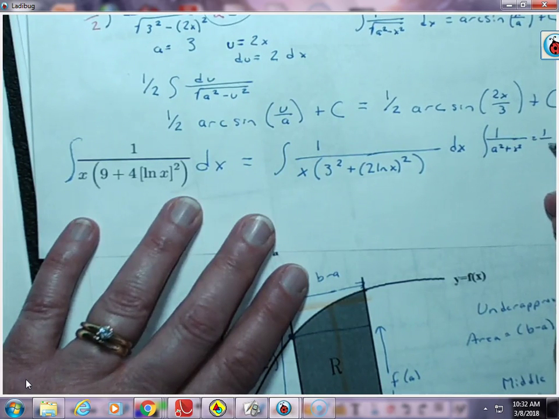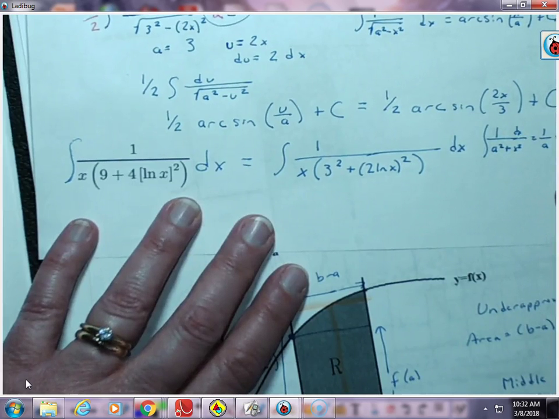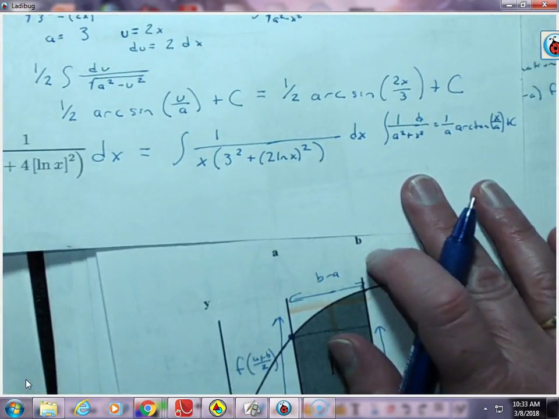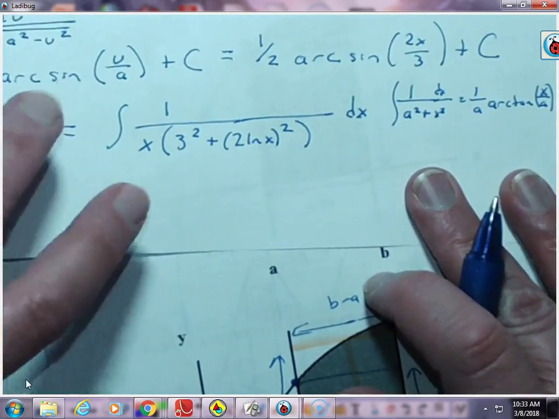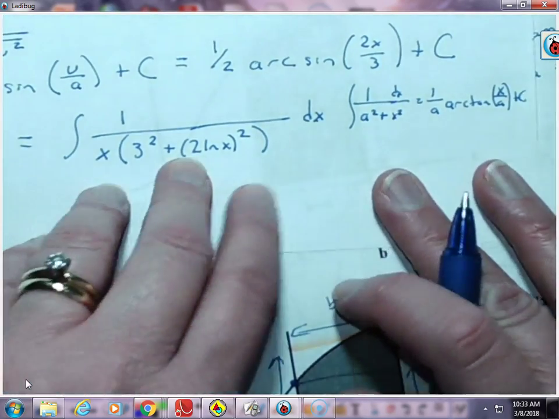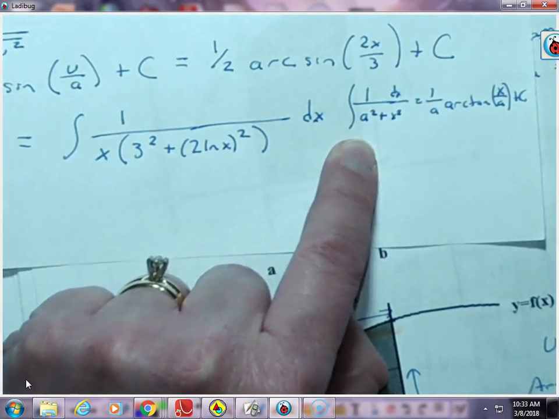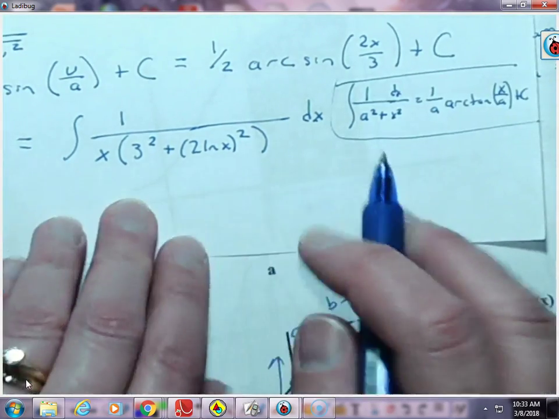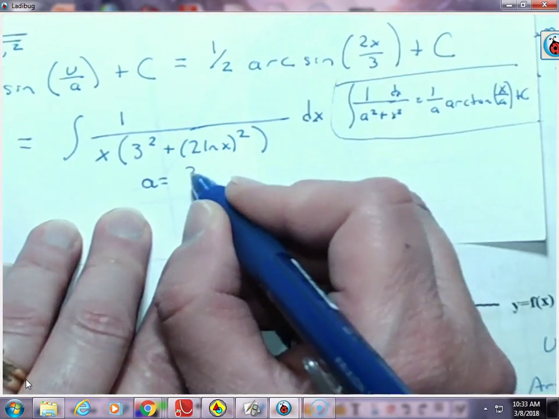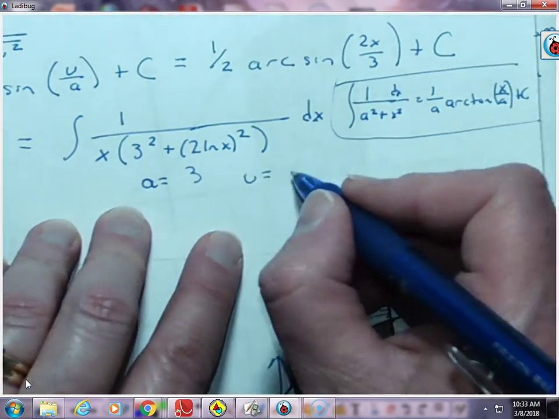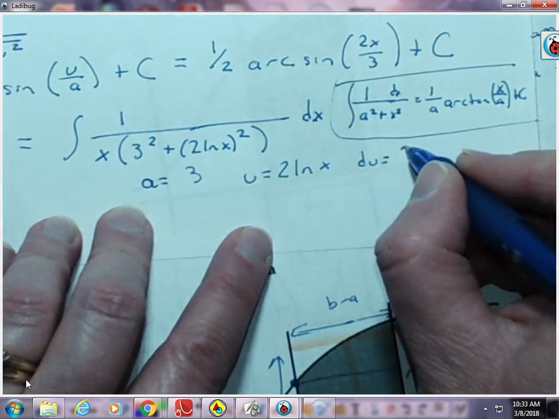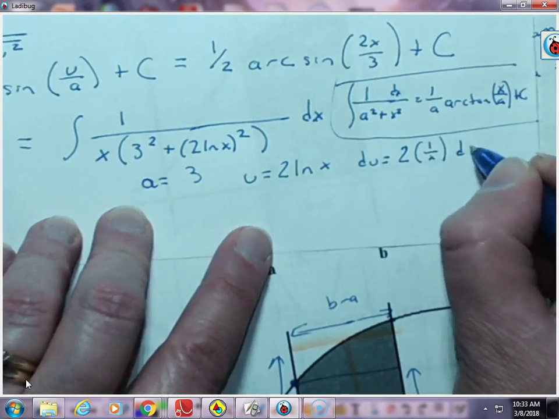So this is just the rule. It's not a squared plus x squared. And you definitely want your formula sheet. Can you read that at all? Okay. That's a dx. I know it doesn't look remotely like it, but that's just the rule. Okay, so for me, what's my a? What's my u? What's du? 2 over x.